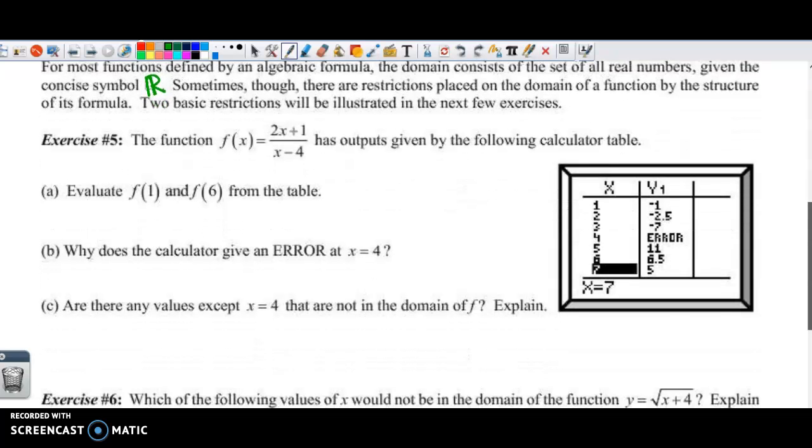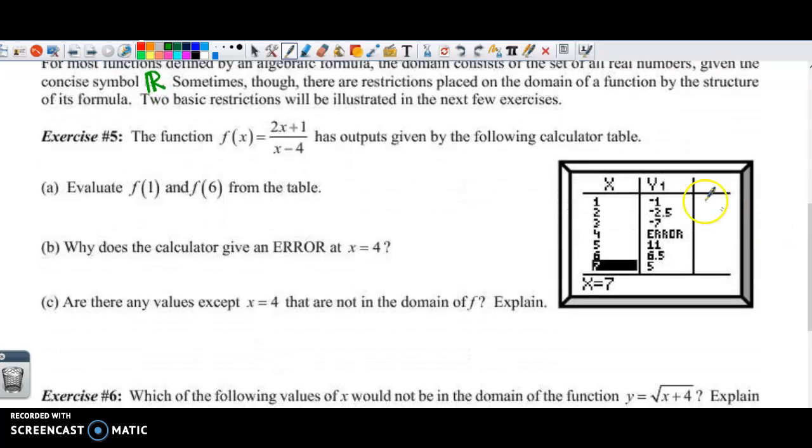In the next problem, we're going to talk about the calculator. And if you were to try to figure out f of 1 and f of 6 from looking at this table, remember this is when x is 1, what's the y value? So as you're looking at when x is 1, the y value is -1. And same thing with when x is 6, the y value is 6.5.